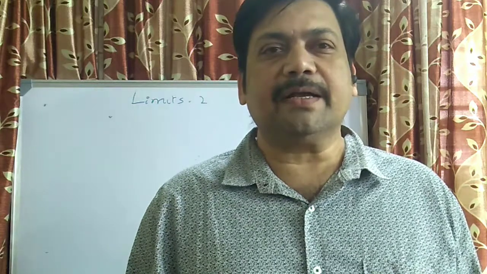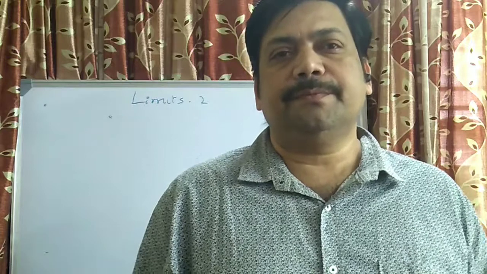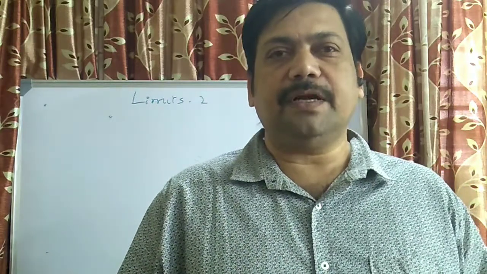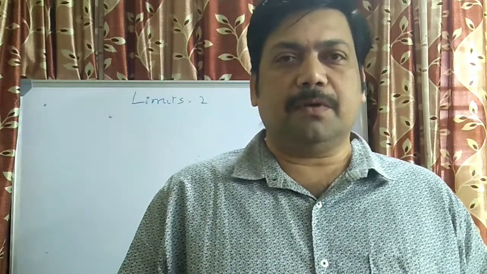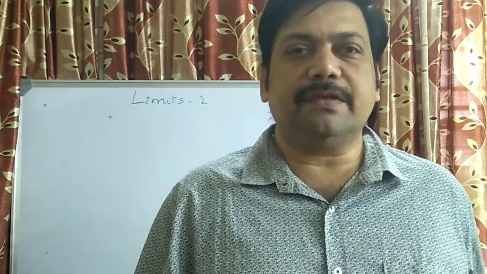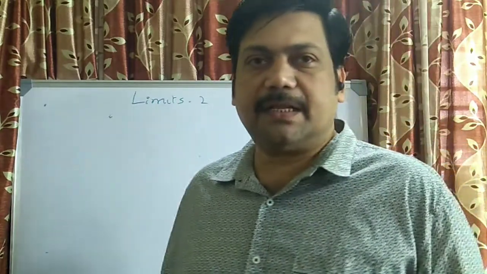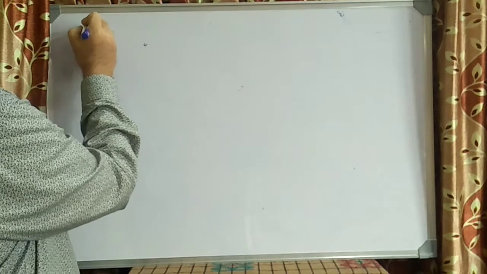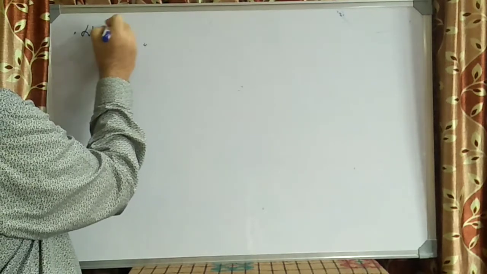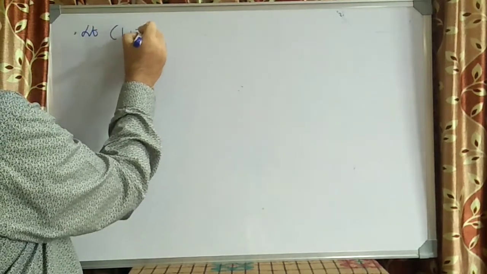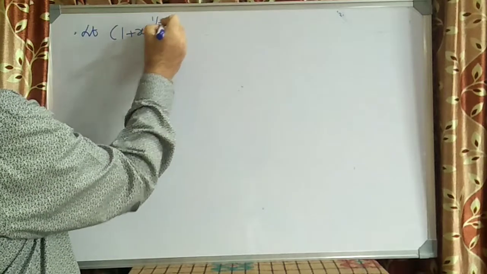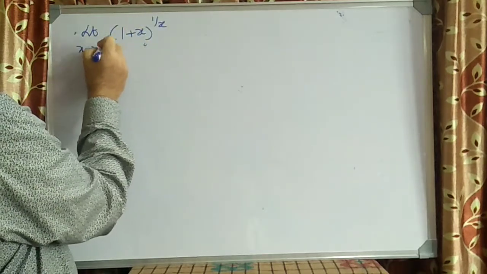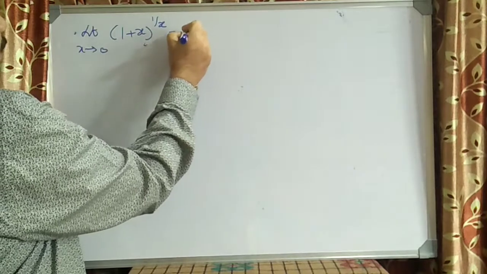Hello friends, welcome back. Today we are going to discuss the next concept in limits, which is limits at infinity. Before that, to understand it, we need one important formula that I have already discussed in the previous video, so I am explaining it now. The formula is: limit of (1 plus x) to the power 1 by x as x tends to 0 is equal to e.